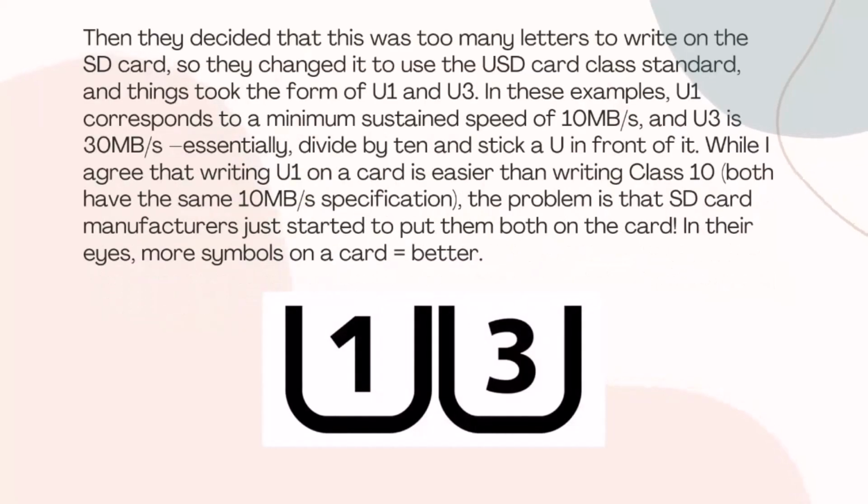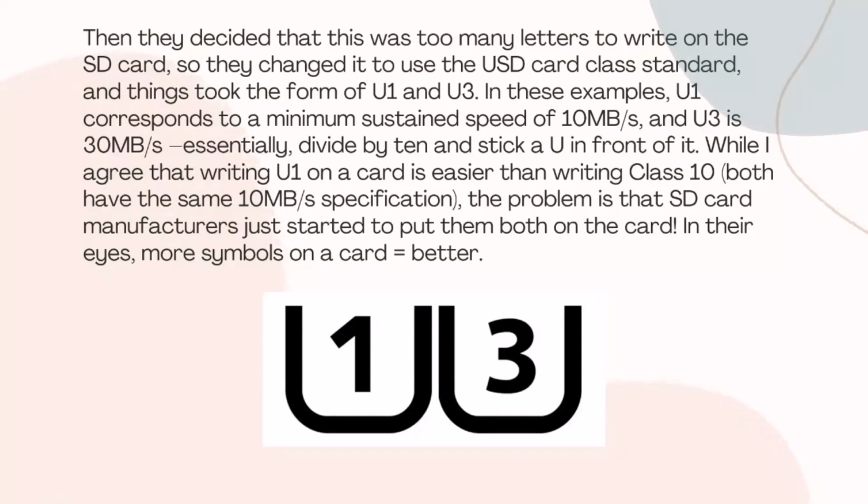Then they decided that this was too many letters to write on the SD card, so they changed it to use the UHS speed class standard, and things took the form of a U1 and U3. In these examples, U1 corresponds to a minimum sustained speed of 10 megabytes per second, and U3 is 30 megabytes per second. Essentially, divide by 10 and stick a U in front of it.